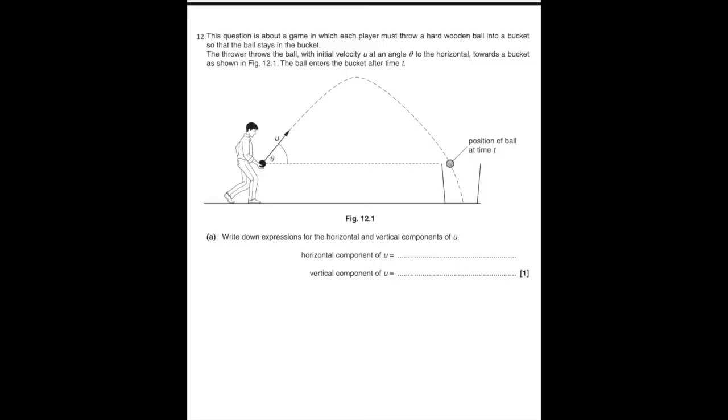And back to components. So throwing a wooden ball into a bucket sounds like a fun game, doesn't it? First thing, you're asked to write down expressions for the horizontal and vertical components of U. So remember, horizontally, you are moving it through the angle, and therefore we've got U cos theta. And vertically, you're moving it away from the angle, so you would have U sine theta. There are our two components.